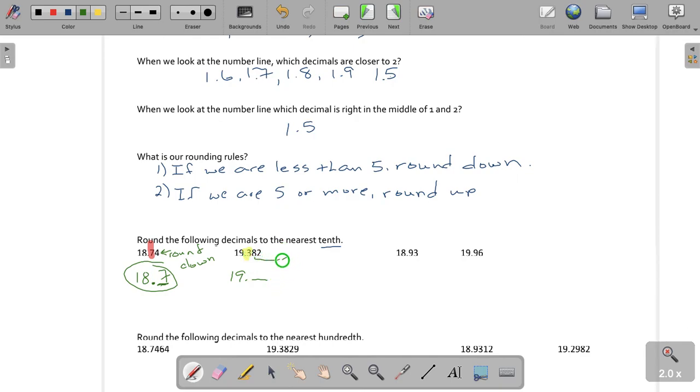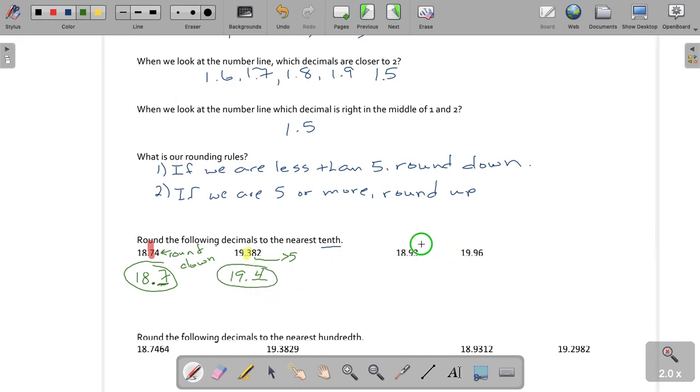And 8 is greater than 5. Okay, 8 is bigger than 5. If we are 5 or more, we round up, which means that 3 has to change to a 4. So the answer is 19 and 4 tenths.